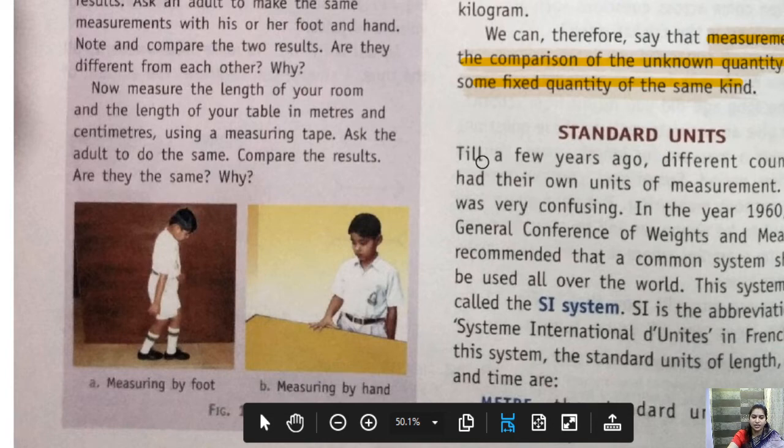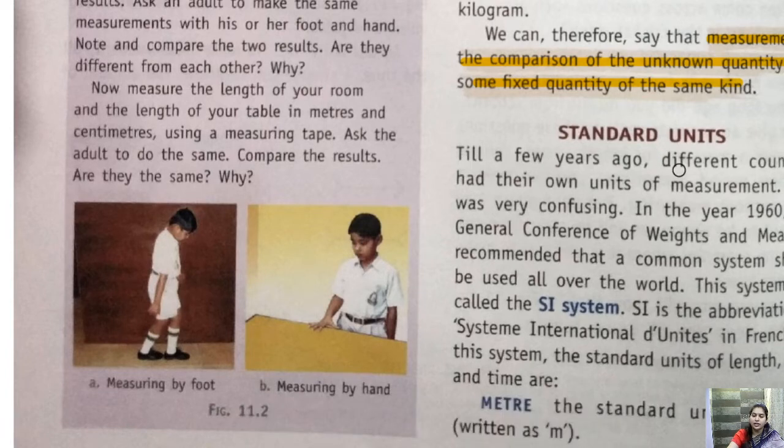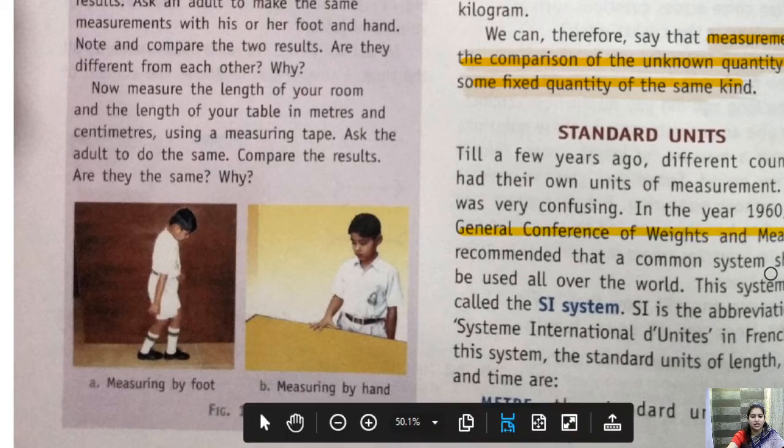Let's see what is written. Till a few years ago, different countries had their own units of measurement. This was very confusing. ट्रेडिंग करने में बेसिकली अगर हमें यहाँ से कोई चीज़ इंपोर्ट करनी है या एक्सपोर्ट करनी है तो इसमें बहुत प्रॉब्लम होती थी. So the General Conference of Weights and Measures recommended that a common system should be used.